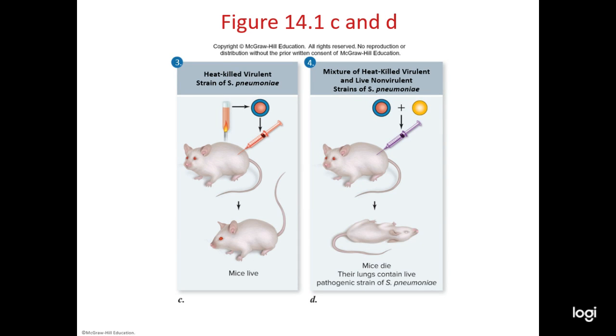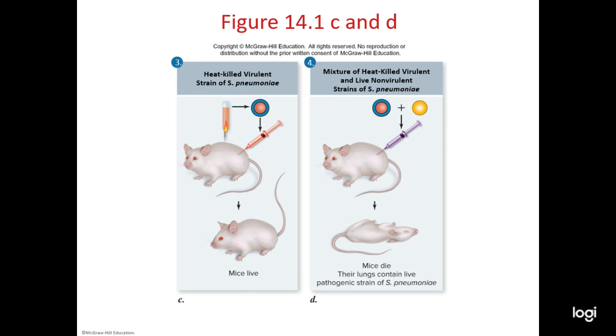Next one, heat-killed virulent strain. So we got the S strain, which is virulent and deadly, but has been killed. Injected in the mouse, it doesn't bother the mouse at all. Great. So then he takes a mixture of the aforementioned heat-killed virulent strain and some live non-virulent strain, injects it in the mice, and lo and behold, the mice die.